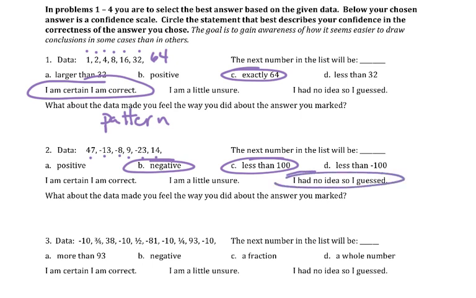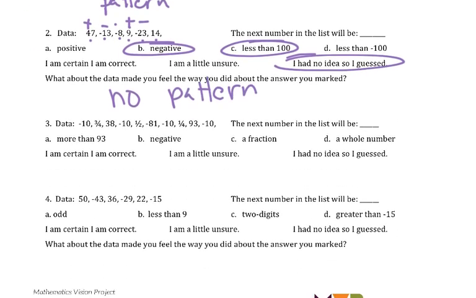There's kind of a pattern, like positive, negative, negative, but then positive, negative. And the numbers don't really get a pattern to me, so there's no pattern. That's what's causing me problems.